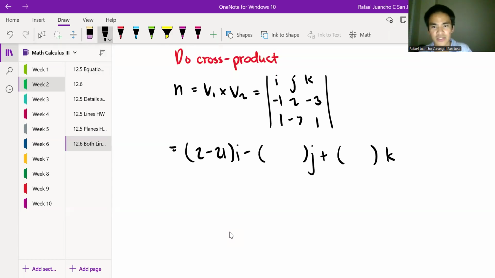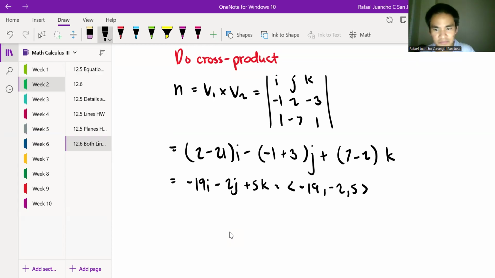Next, we take out the j's. So we have negative 1 minus negative 3, so that's plus 3. And then we take out the k, so that's 7 minus 2. And so we get negative 19i, 3 minus 1 is positive 2, minus 2j plus 5k. And there we go. We have our normal vector. Done.